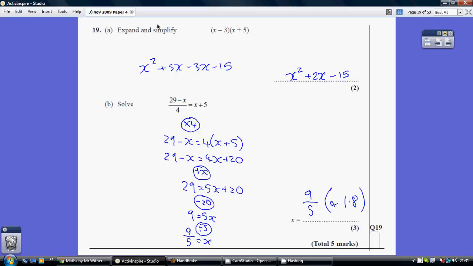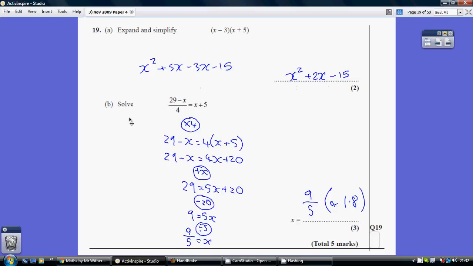So we've now got to simplify, and that just means gather up the like terms. So in this case, we've only got one lot of x squared, so that stays as is. We've only got one normal number, minus 15, that stays as is. And the only thing we can gather up are these x's. So plus 5x take away 3x is plus 2x.